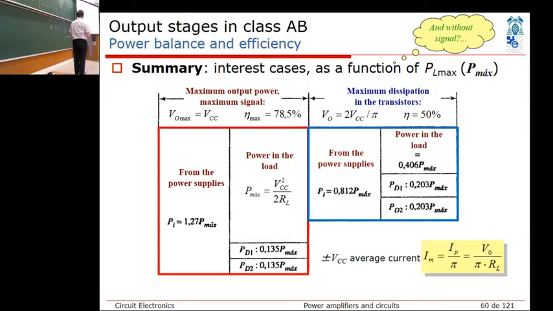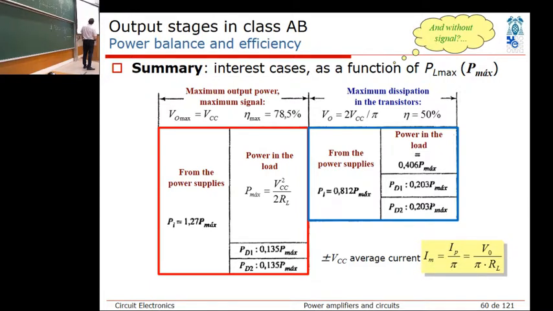And okay, what is the average current? Yeah, it's that one. Wait a minute. Average current. In which case? 0 divided by pi. Oh, okay. Never mind. It's just a reminder. Never mind. So, good.